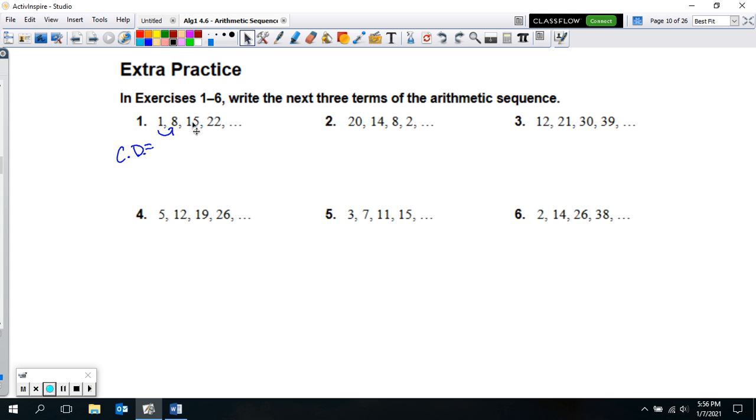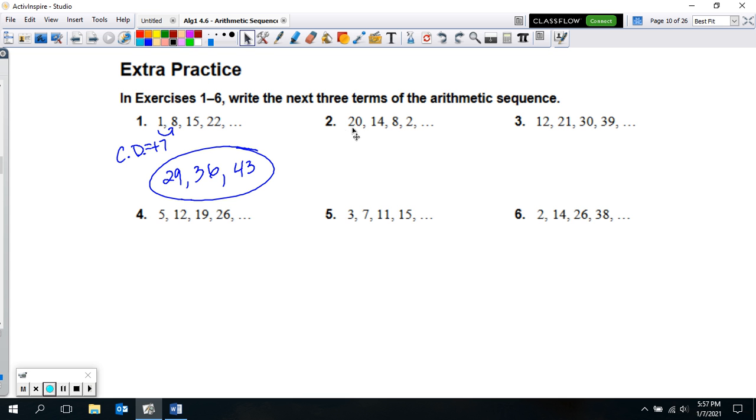7 plus 8 is 15, 15 plus 7 is 22, and so on. So I'm going to put a plus 7 there for a common difference. The next number, 22 plus 7, that'd give us 29. That'd be the next number in the sequence. After that, 29 plus 7 is going to give us 36. And then 36 plus 7 is going to give us 43. So there's the next three numbers that are going to be in this sequence. I mean, obviously we could keep going, but we just need to stop at 3.